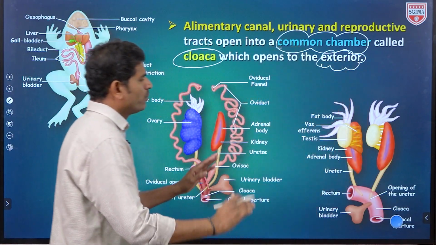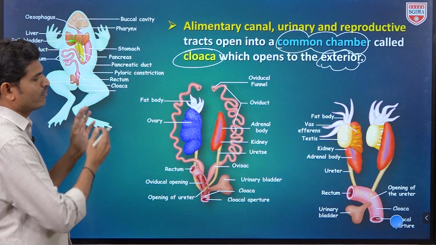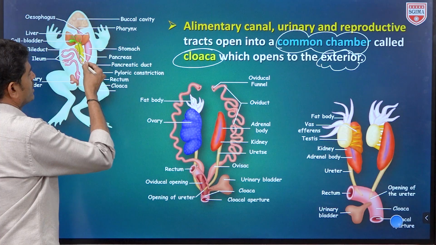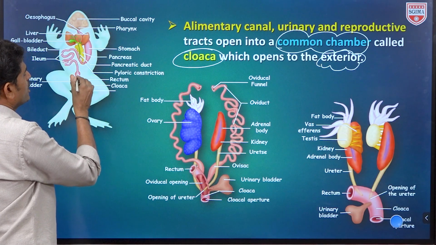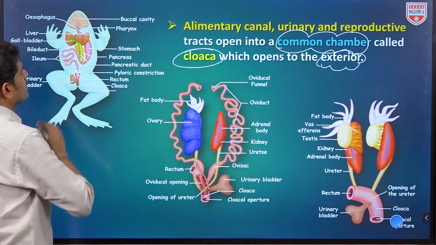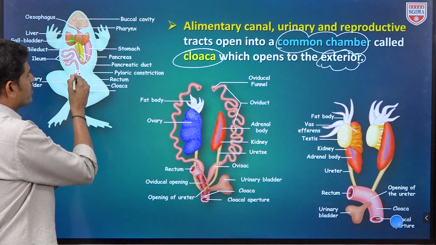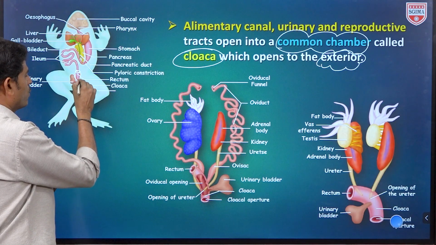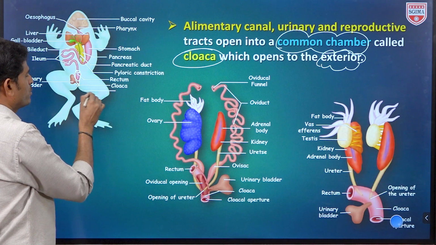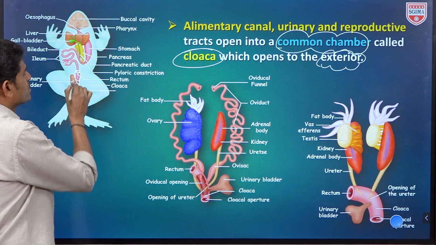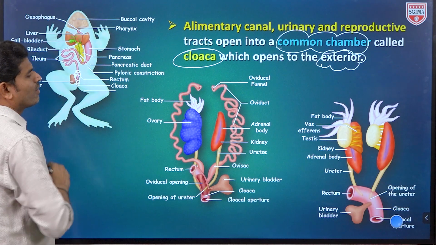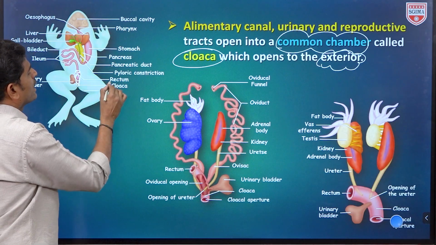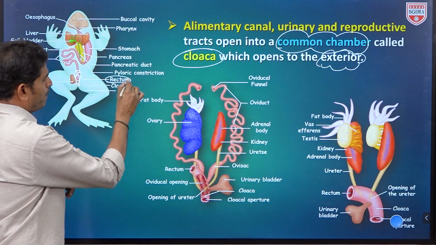Okay, to understand this point, we are going to take the various systems. First one here is the digestive tract. This digestive tract opens into a common chamber. Here it is the rectum, then the common chamber. That common chamber is called the cloaca. Here it is mentioned that the last opening to the outside is the cloacal aperture. So the last part of the digestive system, the rectum, opens into the cloaca.